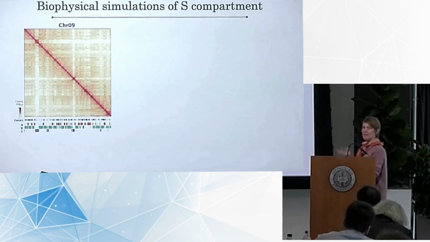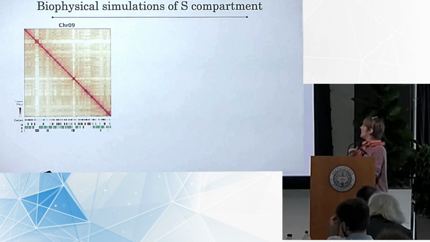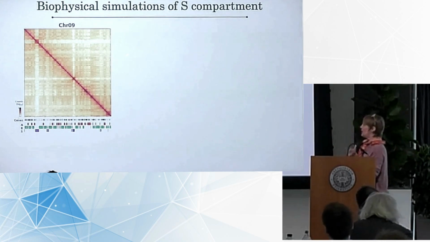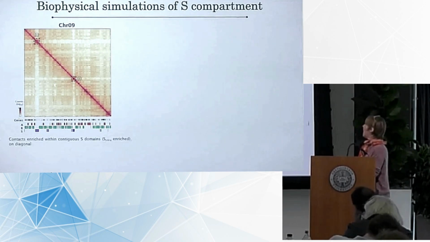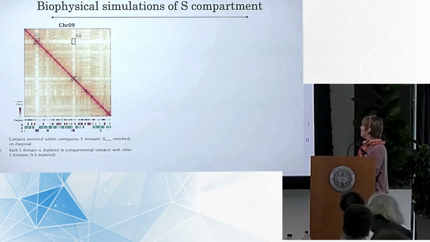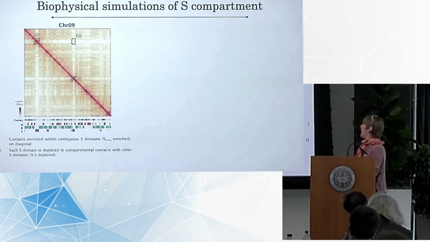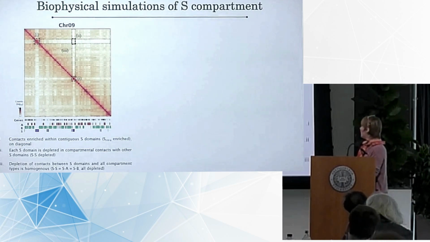So I'm not going to explain fully the model, just saying that indeed she based her simulation and agreement with actual observation on three main characteristics of S compartments. First, they show enriched contact close to the diagonal within contiguous domains. Then, between two S domains, there is a depletion in compartmental contact with other S domains. And finally, there is a depletion of contact between S domains and all other compartments that is homogeneous, meaning we have smooth lanes of depletion.